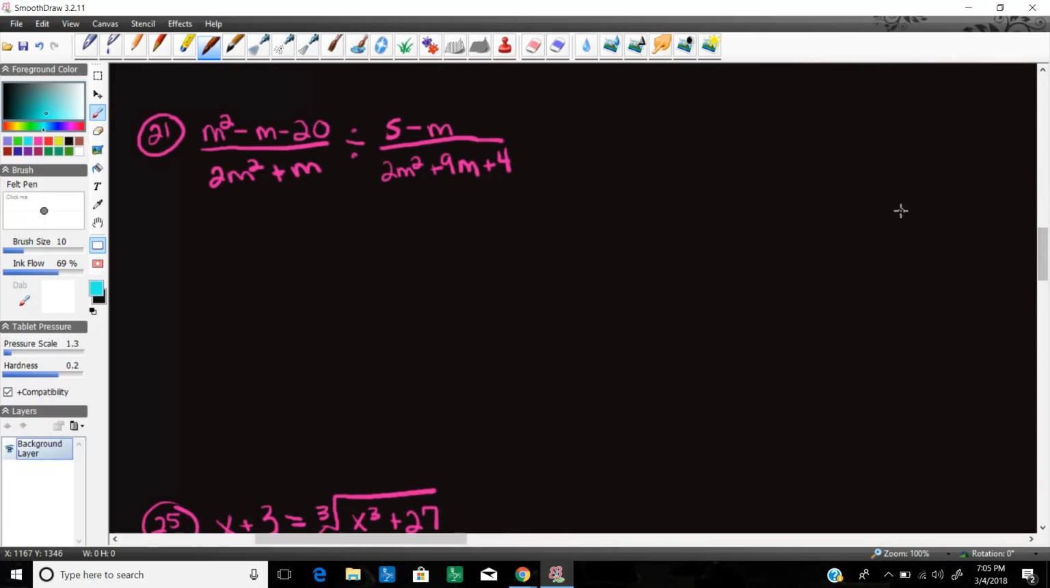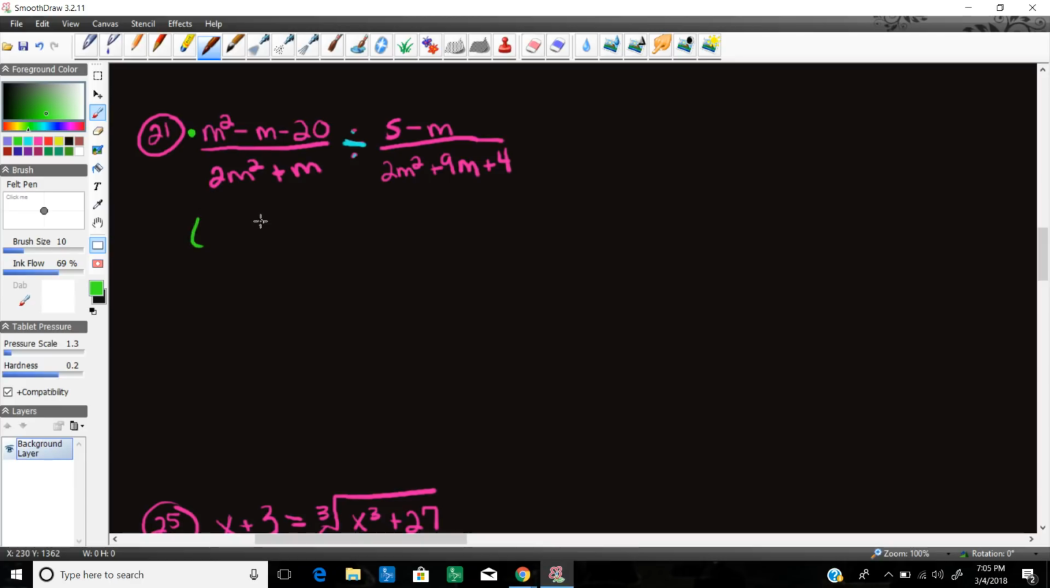Problem number 21. This one is to simplify and give the domain. So in this problem, we have trinomials, we have GCD problems, and we have a division. So we're going to have to do several things. The first thing I would recommend is to factor everything. So I'm going to go ahead and do that in the first step. I'm going to factor this one first, and I'll kind of label it by color. So I'm going to factor this top part first.